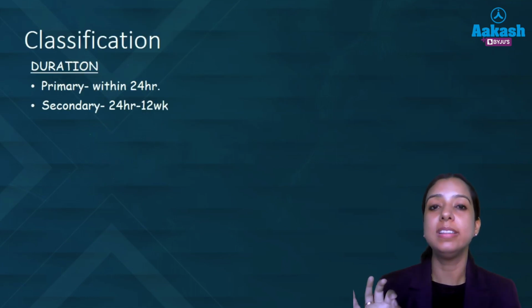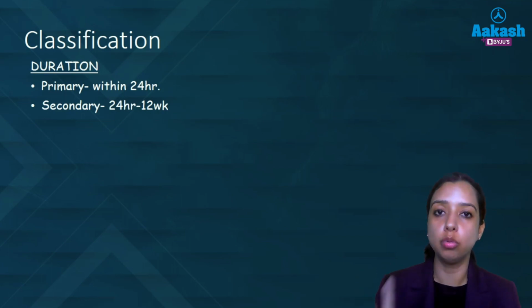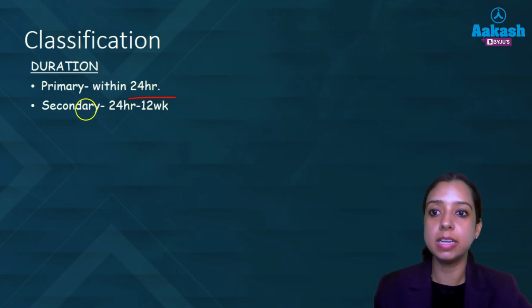Okay. Now, what is the classification? It has been classified into two types. Based on duration, it can be primary PPH. One which occurs within 24 hours is primary PPH. Secondary PPH is 24 hours to 12 weeks. Remember, it is not 6 weeks, it is 12 weeks.